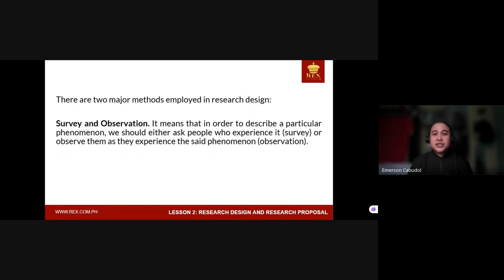Survey and observation are two common data collection methods used in descriptive research to understand a phenomenon. Survey involves asking individuals about their experiences, attitudes, or behaviors related to the phenomenon. It's a structured way to gather self-reported data from a sample of the population. Example: to understand customer satisfaction with a new product, a company might conduct a survey asking customers about their experiences, expectations, and likelihood of recommending the product to others.